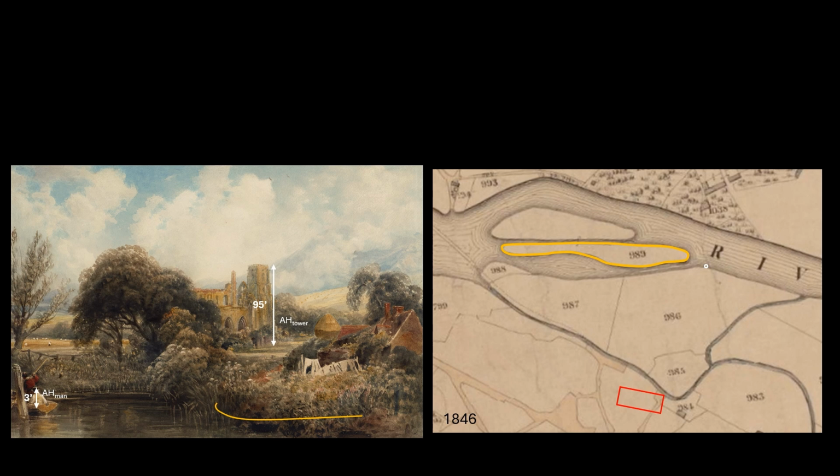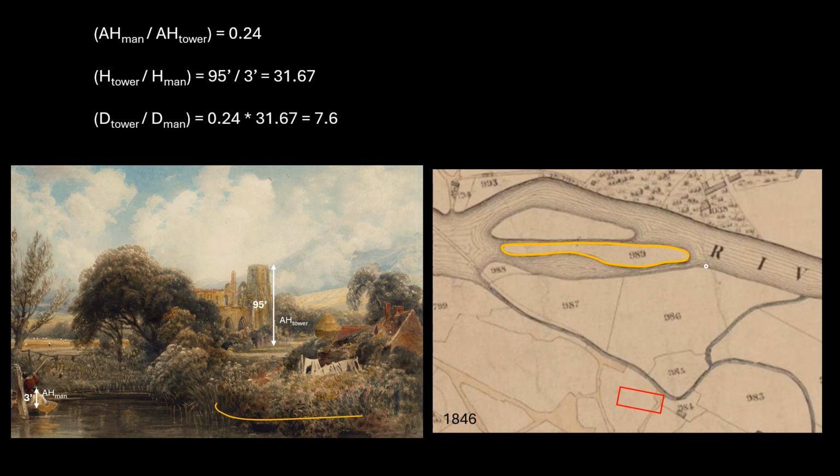The actual height of the tower is 95 feet tall, which is exactly what it is today, and we're estimating the height of the fisherman to be 3 feet from the top of his head to the seat in the boat. Their apparent heights are represented by the length of those arrows, and the ratio of those lengths equals 0.24. The ratio of the actual heights are 95 divided by 3, or 31.67, and if you multiply those two together, you get the ratio that we use in the calculation, which is 7.6. This means that the tower is 7.6 times further from the artist than is the fisherman in the boat.